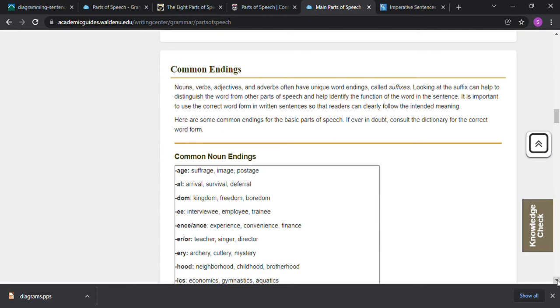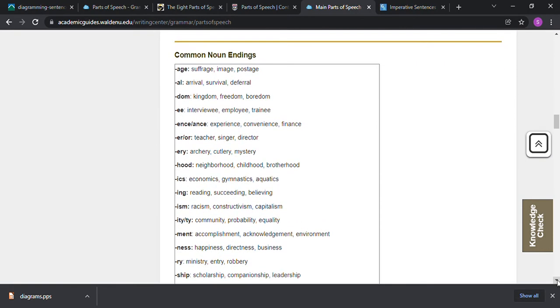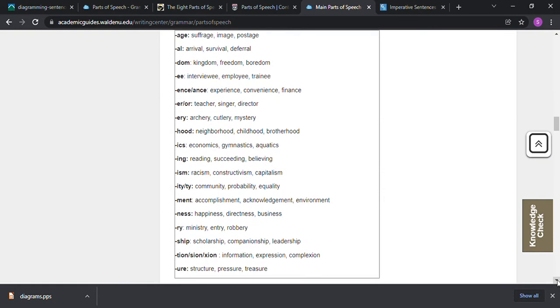So this talks about common endings, common noun endings. Common endings for nouns, verbs, adjectives, and adverbs often have unique word endings called suffixes. So you can look at the suffix to help you distinguish the word from other parts of speech and help identify the function of the word in the sentence. So this will help you with the common noun endings. So you might have your students write this down, because when they're writing and making notes, it helps you to remember.